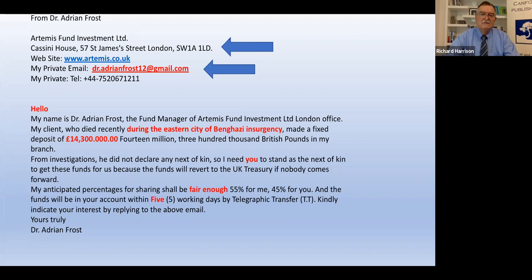Some strange language, "during the eastern city of Benghazi insurgency," doesn't sound quite right. If you've got sharp eyes, you'll notice that there's a mistake in the punctuation, in the number. There should be a comma there. And you think, well, a financial advisor shouldn't make mistakes like that.